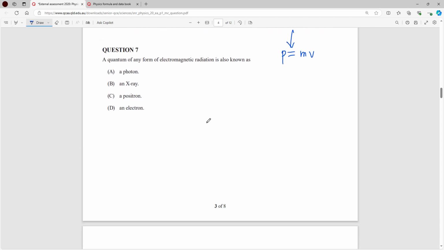A quantum of any form of electromagnetic radiation is also known as, okay, so an electron is not electromagnetic radiation, okay? A positron is the opposite of electron, it's not that either. An X-ray could be it, but its general name is known as a photon. So electromagnetic radiation is another word for light, and light is also called a photon. So the correct answer is A. An X-ray is talking about something else, okay? If it's between these two, it's a photon, okay?